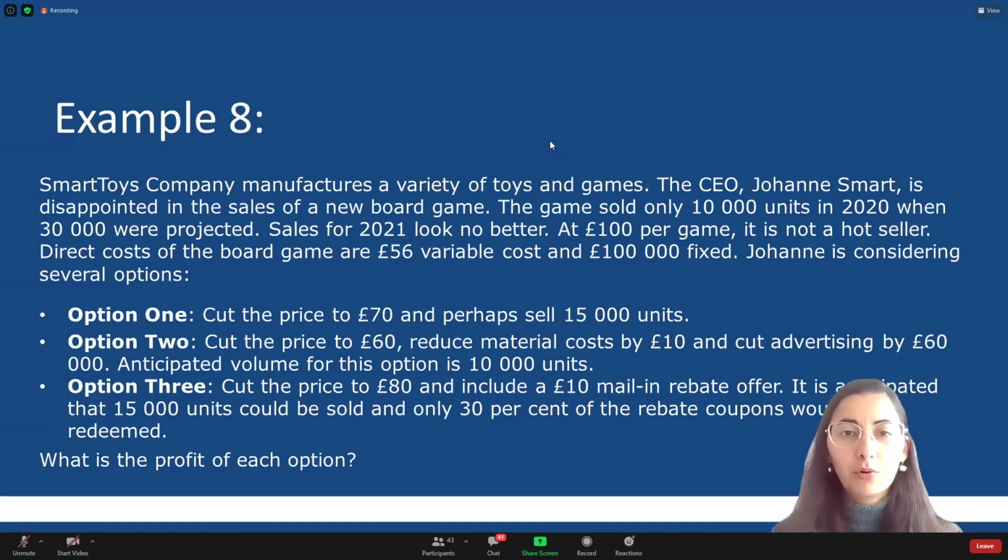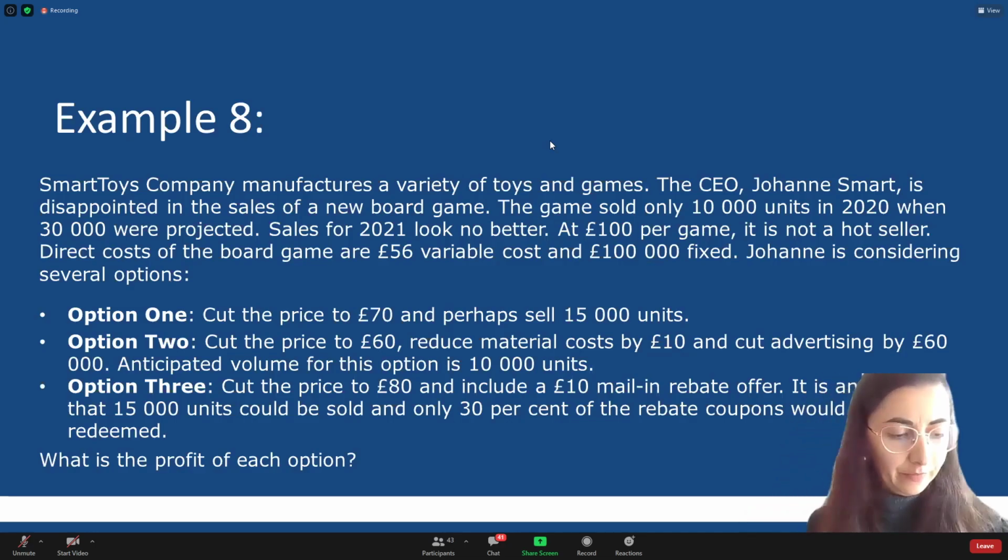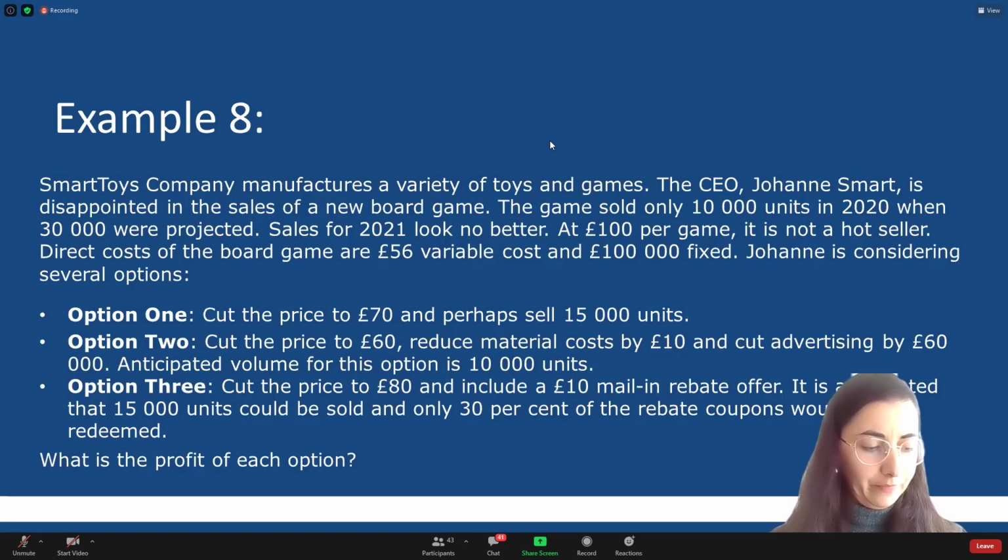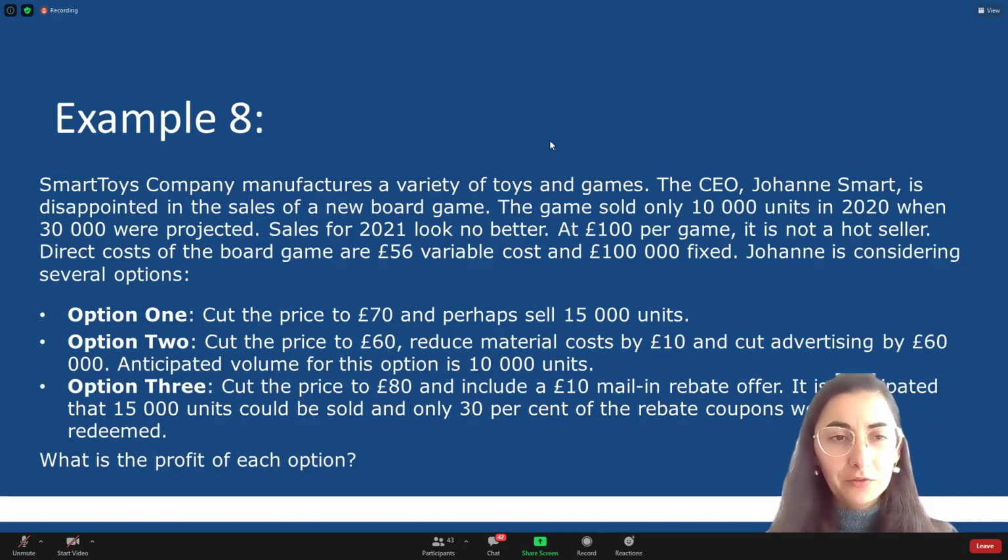Then for option 2, we would cut the price and we would also cut in materials and advertising. Advertising is like fixed cost, okay? So variable cost would be 46, fixed cost would be 40,000, and you would do 60 minus 46 times 10,000 minus 40,000. So that's 100,000, I guess. 100,000. Very good. And Frederick is getting the right answers there on the chat.